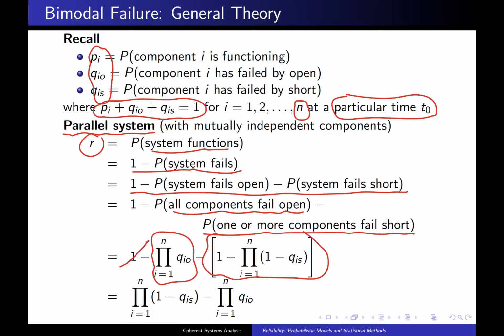Once again, the ones cancel right here, and you are left with this expression right here as the system reliability for a parallel system of n components who have two different modes of failing, failing by open and failing by short.